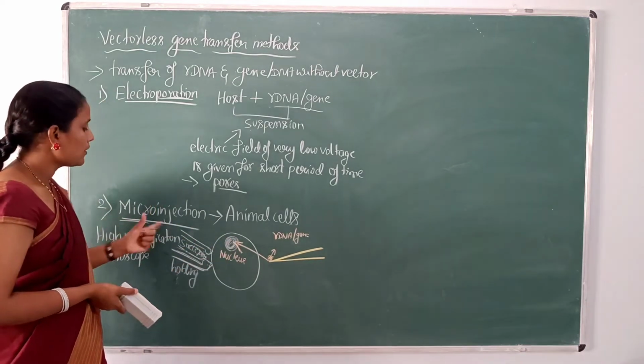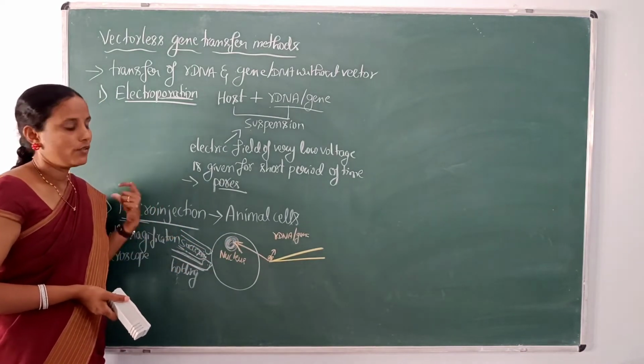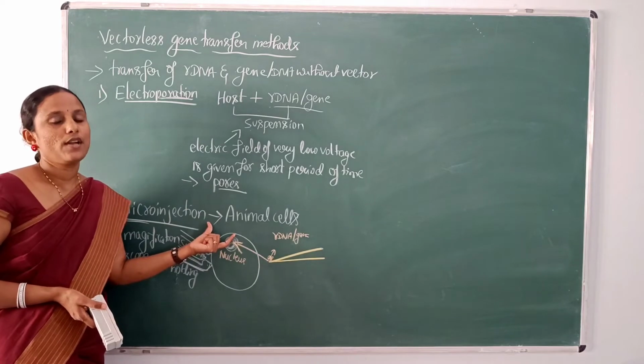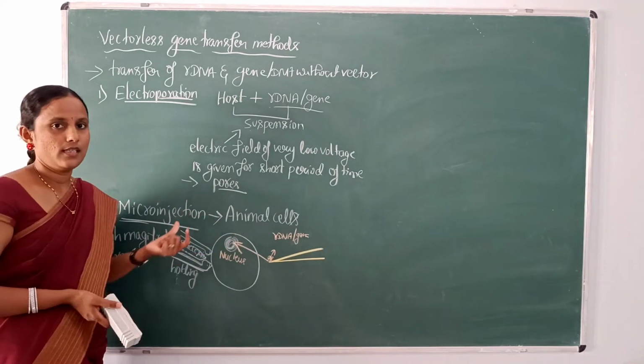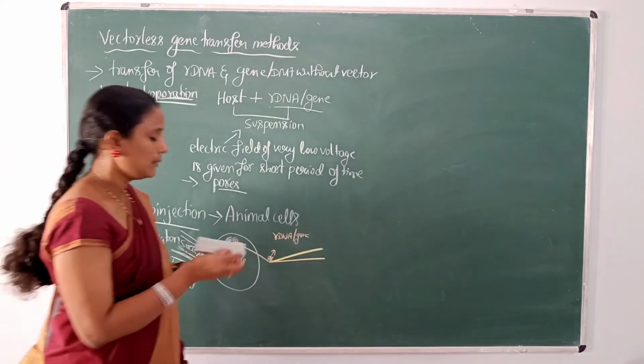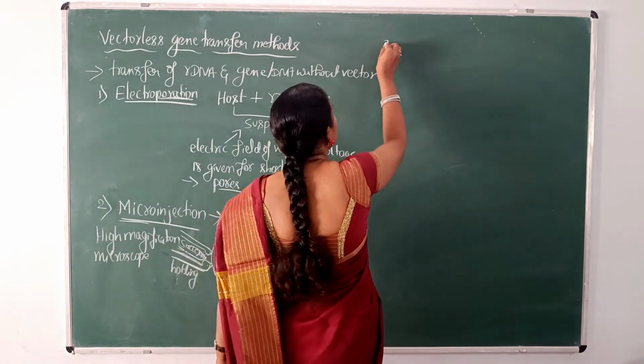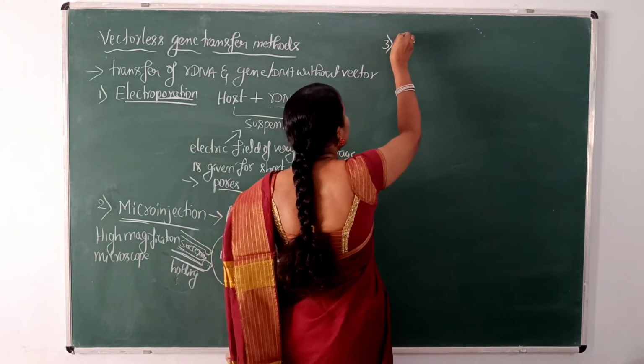Okay, so this is the method of microinjection. This is mainly for the transfer of genes into animal cells. Then the third method available is the gene gun.